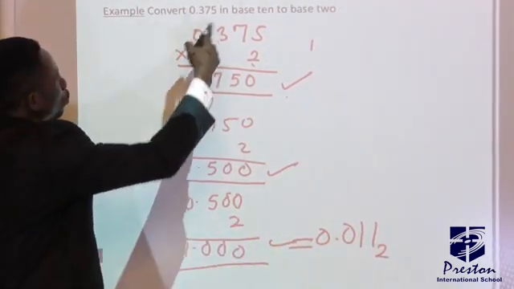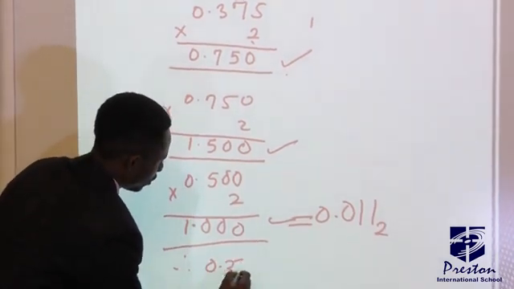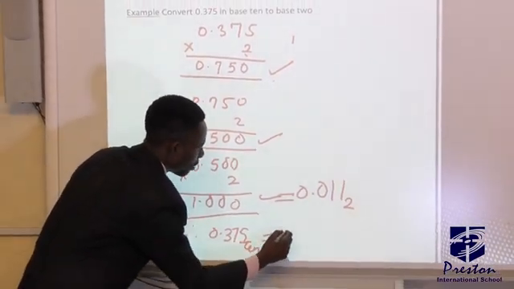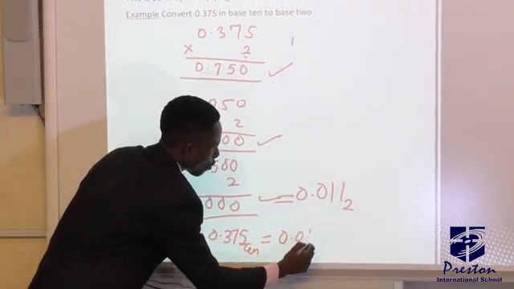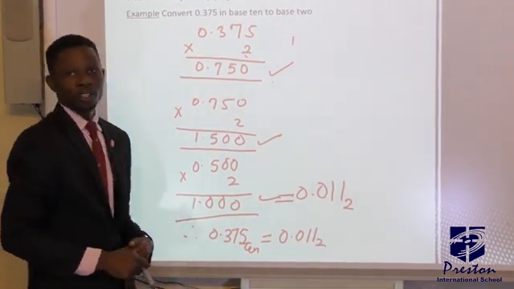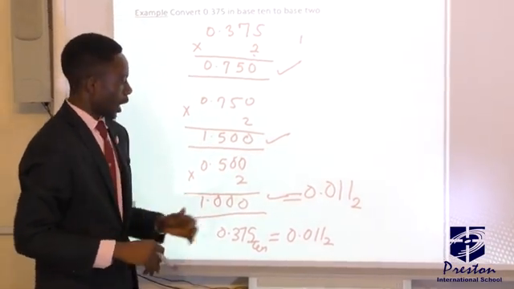So we can now conclude by saying, therefore, 0.375 in base 10 is now the same as 0.011 in base 2.